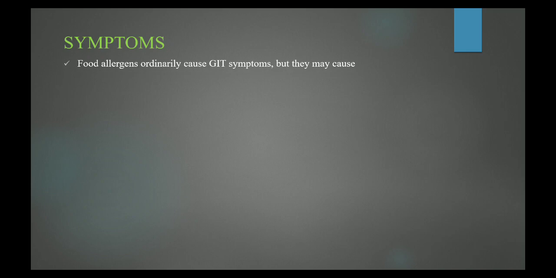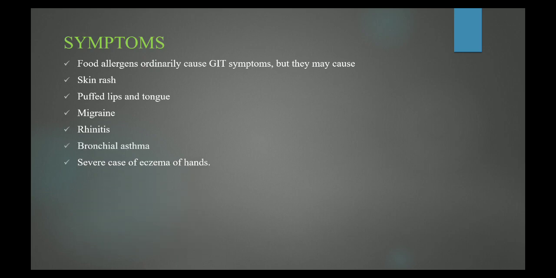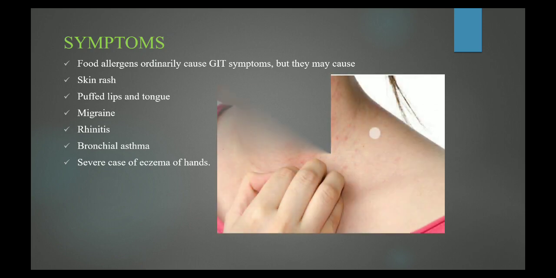Symptoms: food allergens ordinarily cause GIT symptoms, but they may also cause skin rash, puffed lips and tongue, migraine, rhinitis, bronchial asthma, and severe cases of eczema of the hands. Then is the image of a flushing skin rash.